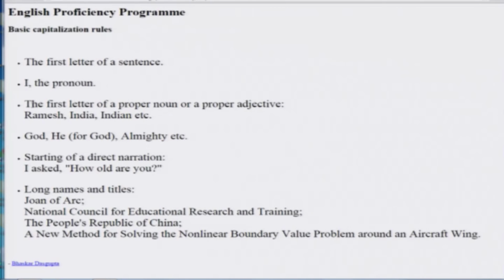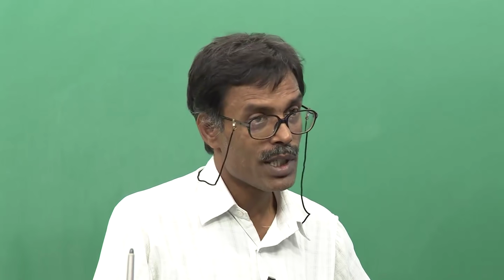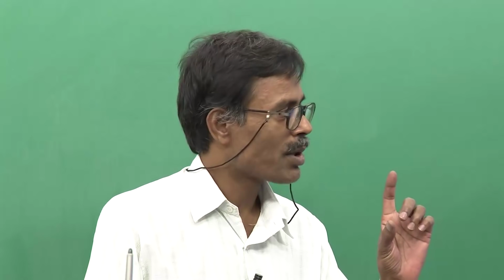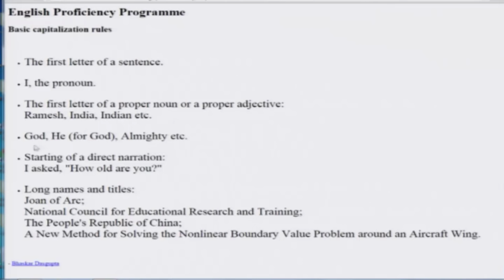And then the first letter of a proper noun or a proper adjective. Ramesh, India, for that matter Indian, which is a proper adjective, okay, and like that. So English, Hindi, all of these will be written with a capital letter in the beginning. Then God or even He, for God, okay, Almighty, these words will start with a capital letter, okay.